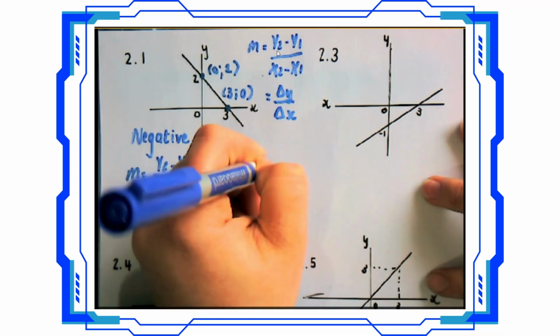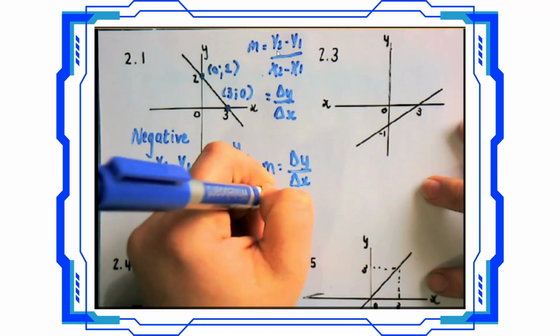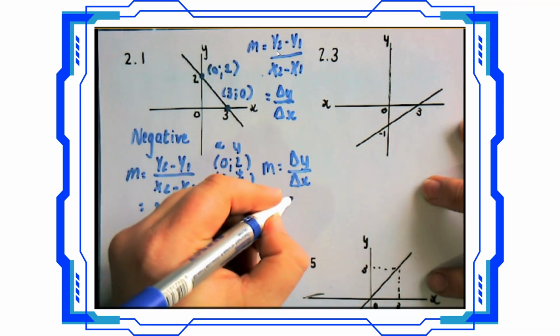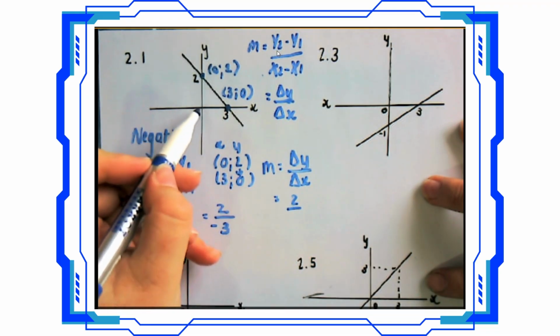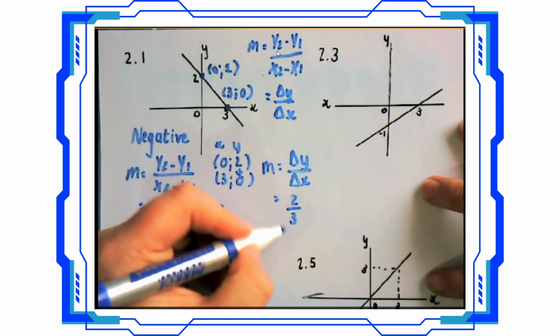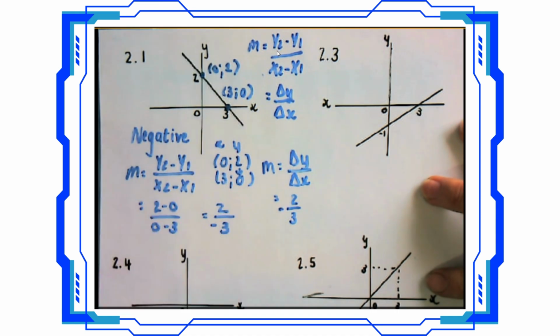Or the short way. Okay, when I look at the distance from 0 to 2, it is 2. When I look at the distance from 0 to 3, it is 3. But what do I have to add? Because my graph is decreasing, it's going to be negative.